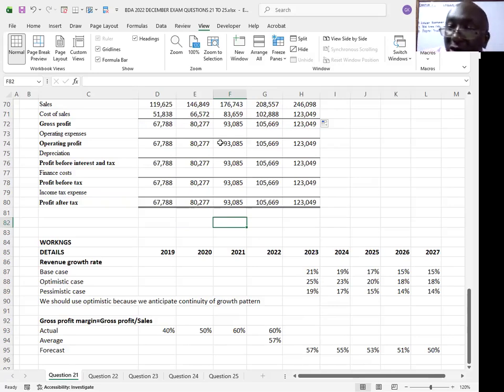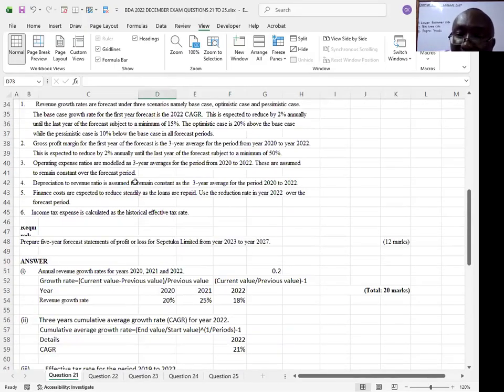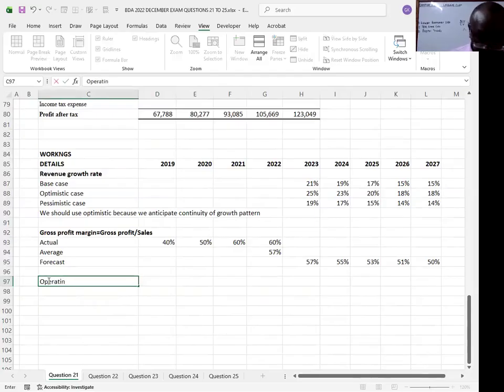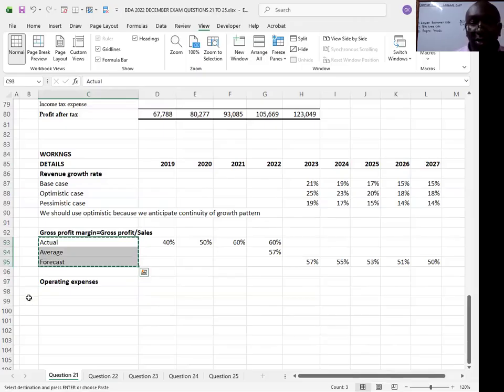When you autofill, let's go now to this one, operating expenses, tusikie wanasema nini. Operating expense ratios are modeled as 3-year averages, and these are expected to remain constant. So tutakuja tu hapa, we dance the same rhythm. Kuja hapa tuseme operating expenses. And I can make them bold. So we will have, I can just copy these 3 words. Control C. Then I come here, Control V.